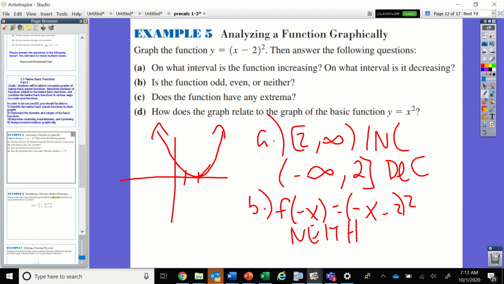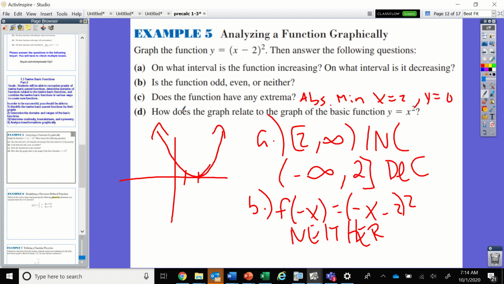And again, if you want to clearly see that, you can FOIL both of those problems out and take a look at that. And then the last couple of questions say, does the function have any extrema? Well, obviously at this point right here, we do see that we have an absolute minimum. So we have ourselves an absolute minimum at x equals 2, at y equals 0.